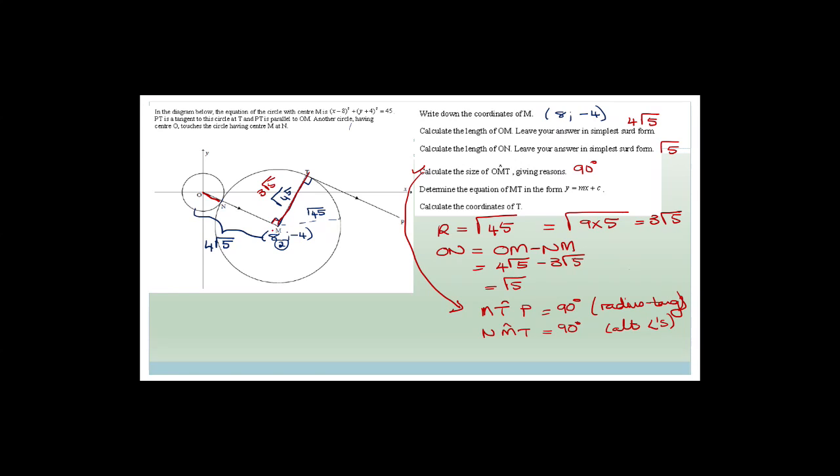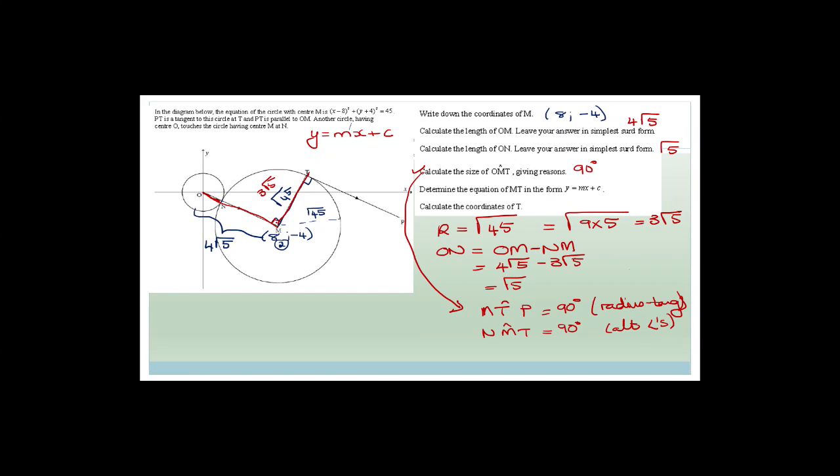Okay, so do you agree we can get this gradient? We can get the gradient of OM. Why am I thinking like this? Because I need, look at this. The equation is y is equal to mx plus c. I need to get the gradient of this line MT, but I don't have another point. I don't have this T, so I can't get the gradient of that line. But I could get the gradient of OM.